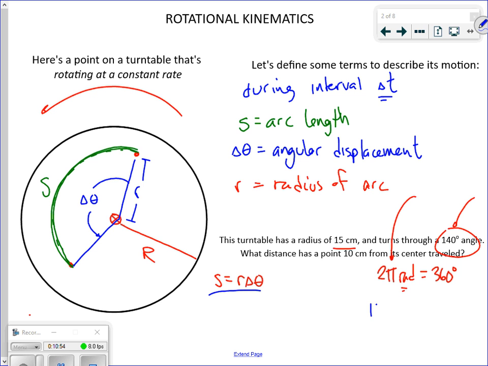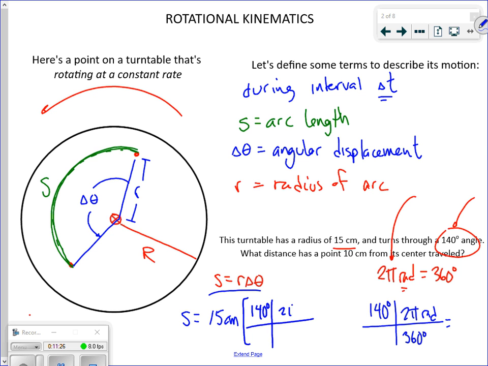All right. So off the bat, we'll say something like 140 degrees. We say there are 2 pi radians in 360 degrees. This is a little factor labeling thing, and you get what you get there. So if we want to get the distance traveled, we'll say S is, first of all, we can leave it as 15 centimeters, times our delta theta. And our delta theta, I'm just going to leave as 2 pi radians over 360 degrees.